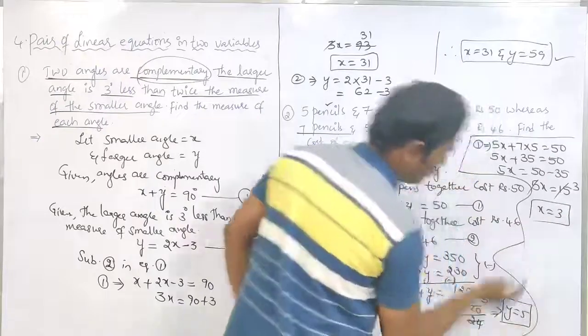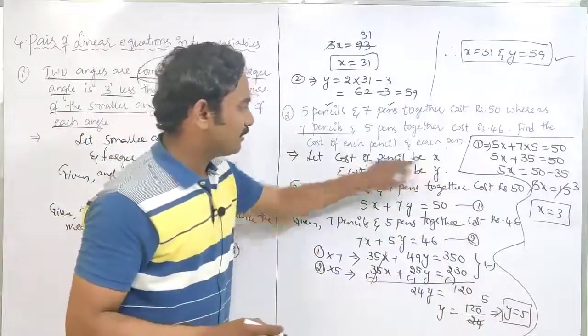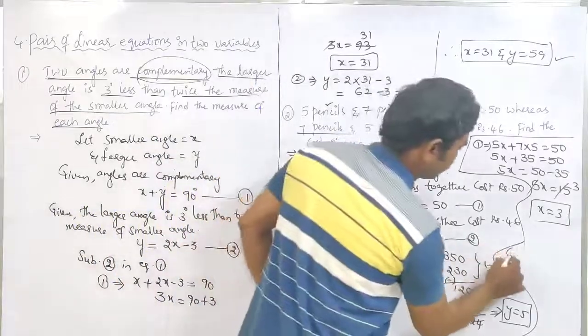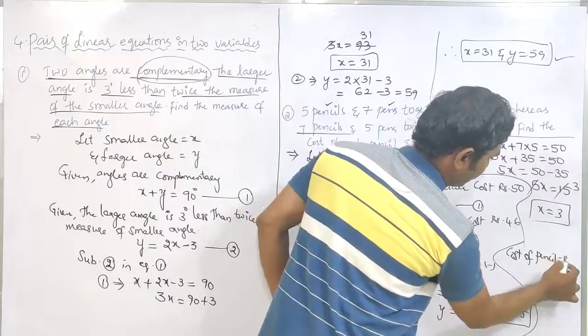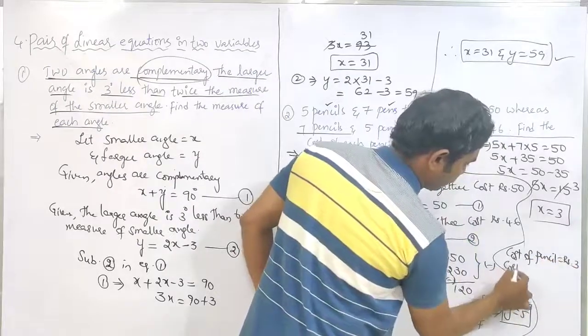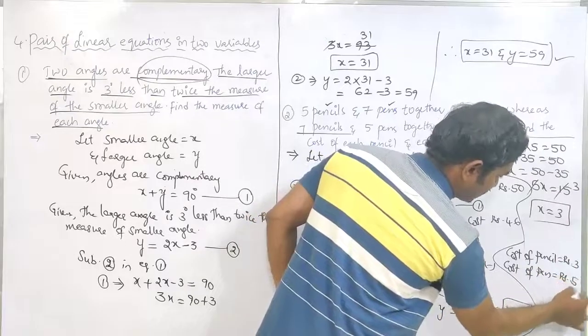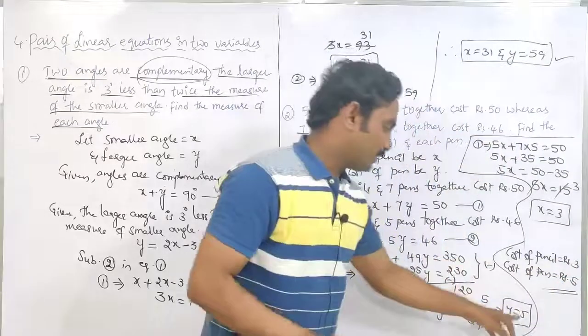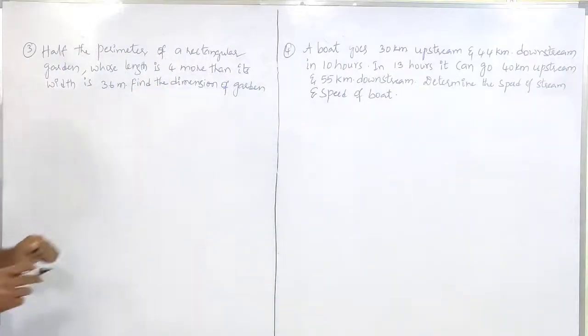Now we got x is equal to 3 and y is equal to 5. What is the meaning of x? Cost of pencil is equal to rupees 3. Cost of pen, the value of y, is equal to rupees 5. Cost of pen is 5 and cost of pencil is 3. Look at the next question.